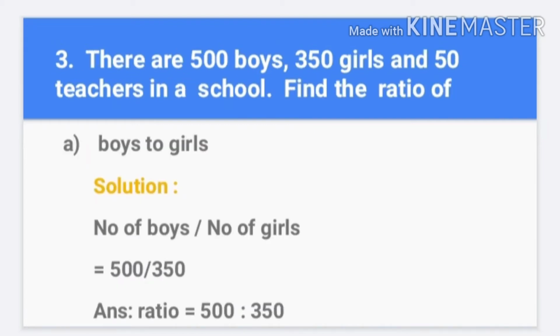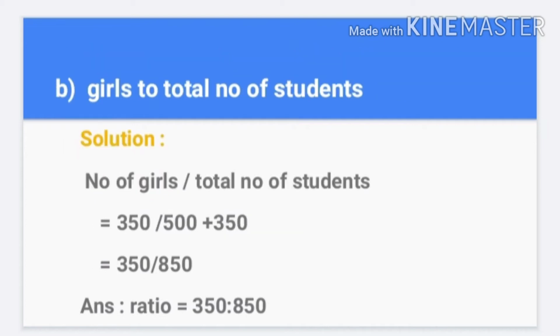There are 500 boys, 350 girls and 50 teachers in a school. Find the ratio of A: boys to girls. Number of boys is equal to 500. Number of girls is equal to 350. The ratio of boys to girls is number of boys divided by number of girls, 500 by 350. The ratio is 500 is to 350.